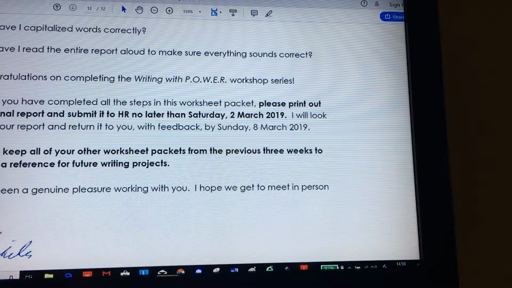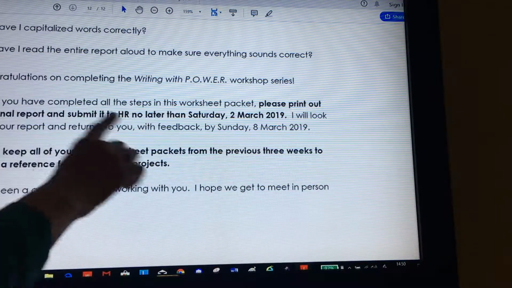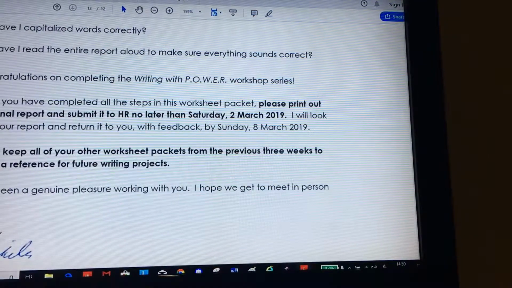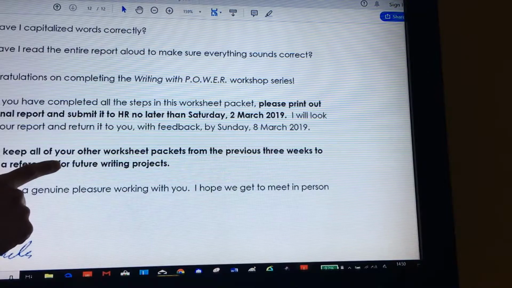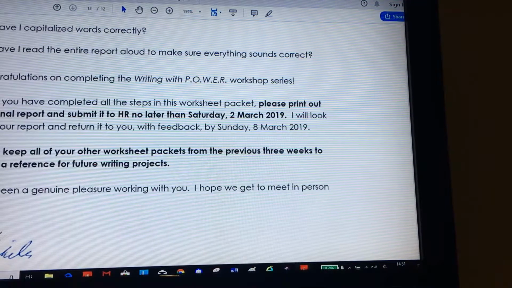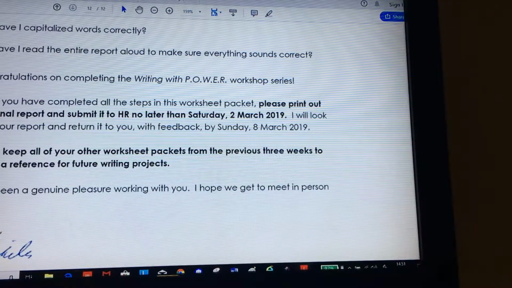You've been given a little more time to do this final report. I'm giving you an extra week. So you'll type out the report, print it out, and then submit it to HR no later than Saturday, the 2nd of March. You don't have to hand in all the rest of your worksheet packets this time. All I need is your final report typed on that piece of paper. These worksheet packets from before, you keep those to use as a reference for your future writing projects.